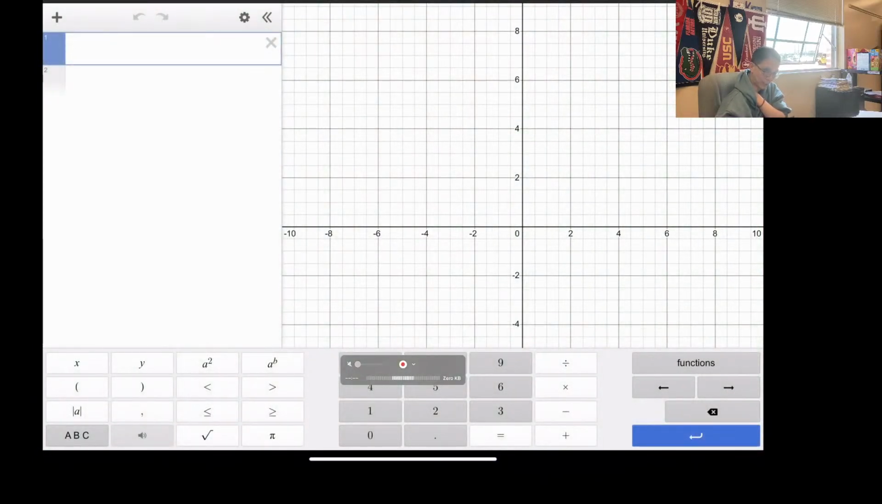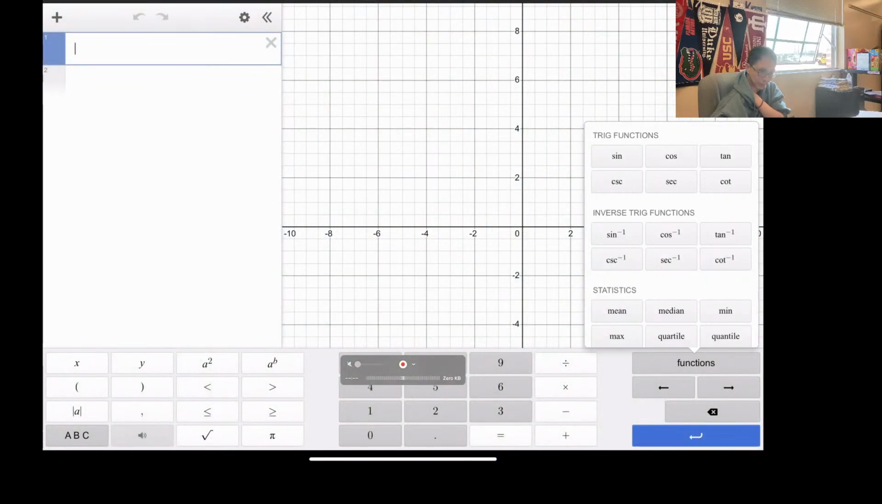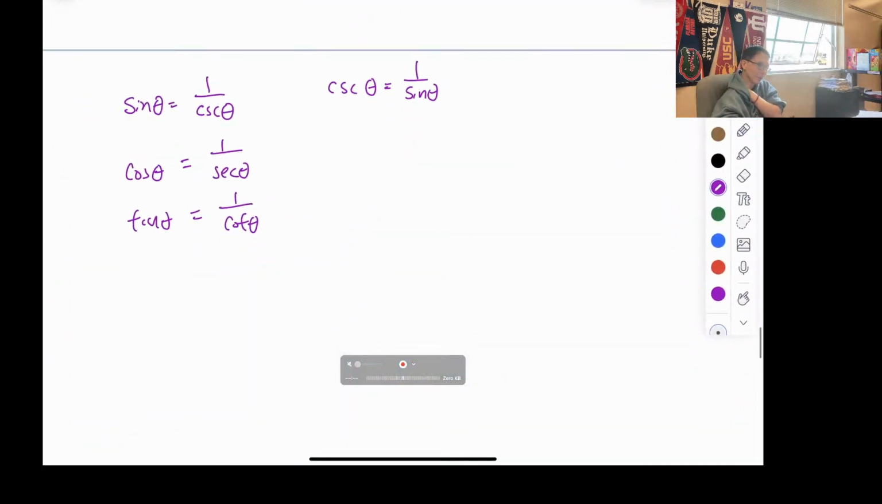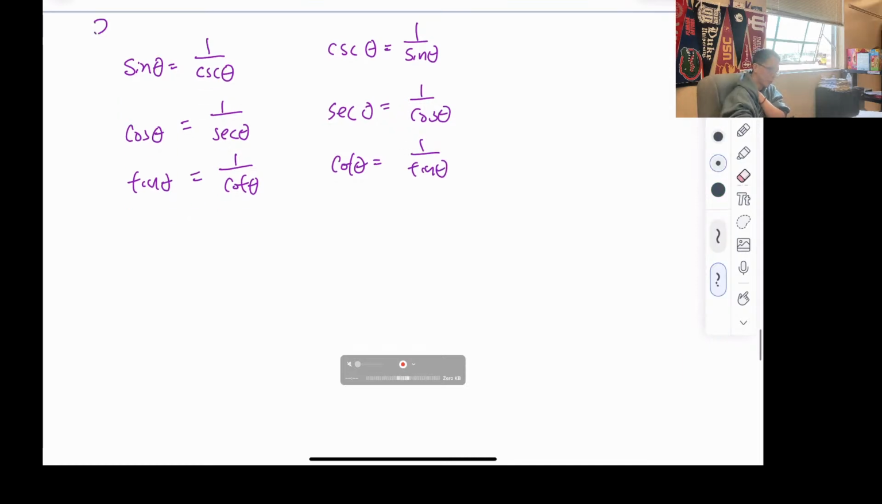Right? If I look at the function, actually it does. Never mind, I lied. Desmos does, but not a TI calculator. So, which is good. Secant of theta is equal to what? 1 over cosine theta, and cotangent theta is equal to what? Okay, so now this is a reciprocal.